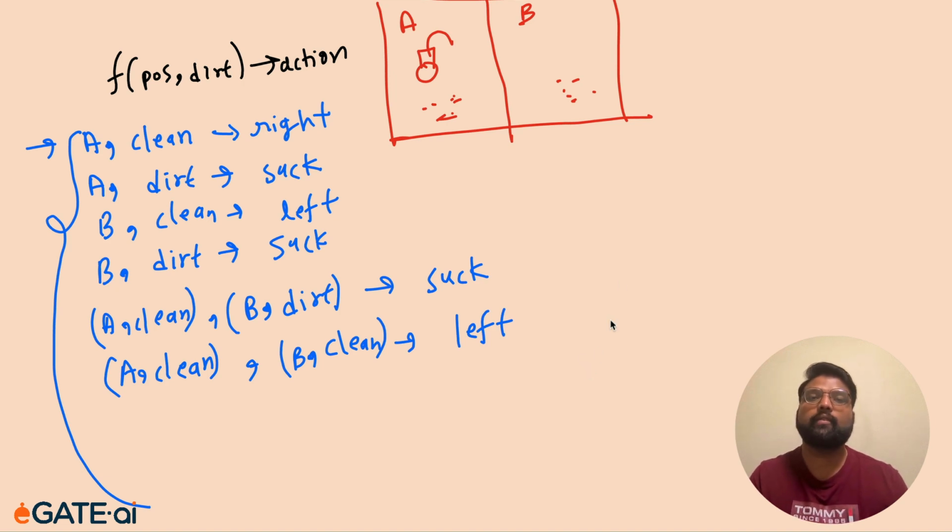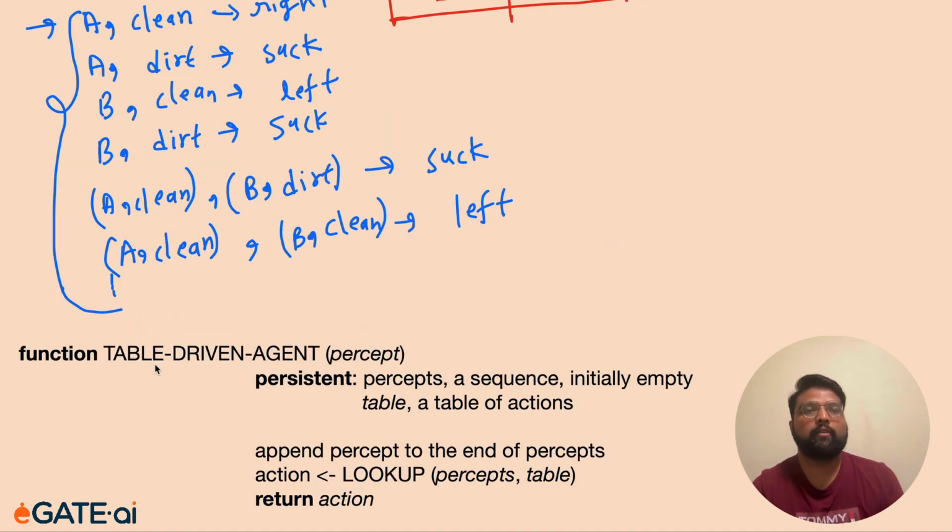If we try to write an agent program, how will it look? I have written the function for this agent. We call it a table driven agent because this agent is based on this big mapping table. It has to store two things. One is the history of all the percepts, which will be empty initially but will grow with time, and the other is a storage for this table.